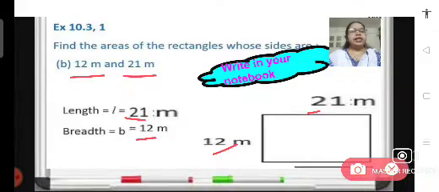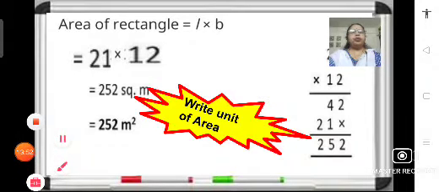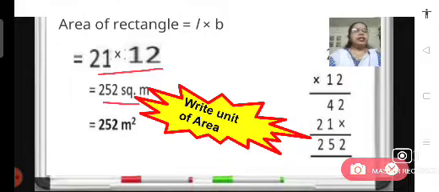So, how do we find its area? We know area of rectangle is length into breadth. That means 21 multiplied by 12. So, what do we get? We get 252 by multiplying 21 by 12. So, 252 square meter is the area of this rectangle. Children, when we solve these problems, it is very important that we mention the unit of the area. That means whether it is square centimeters or square meters or square kilometers, we have to mention that.